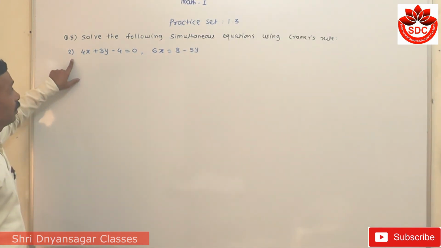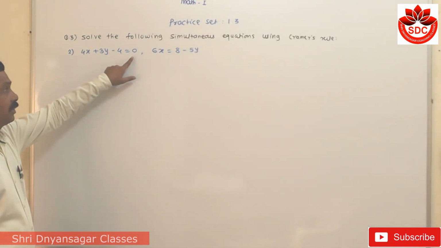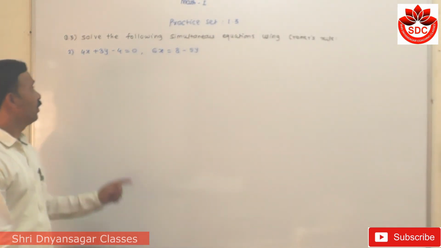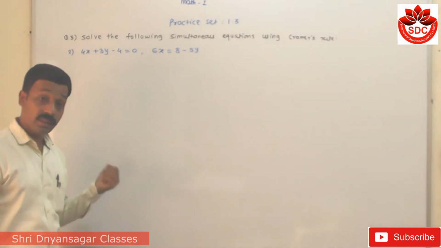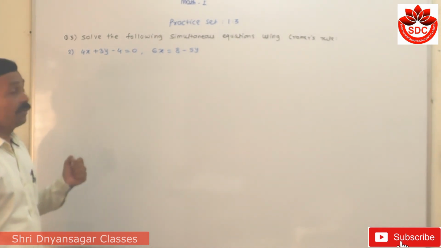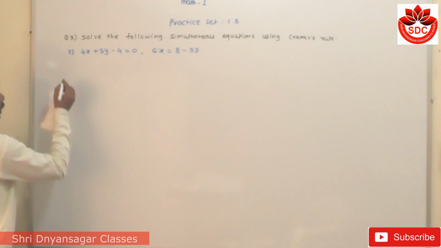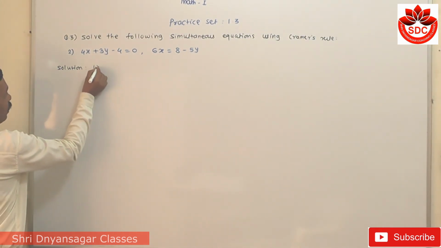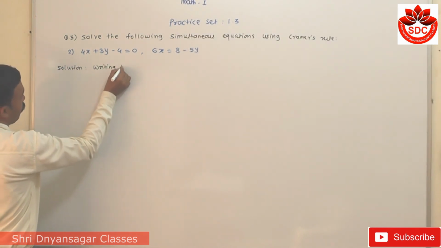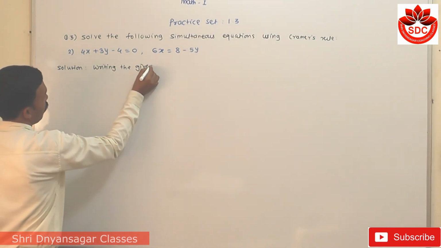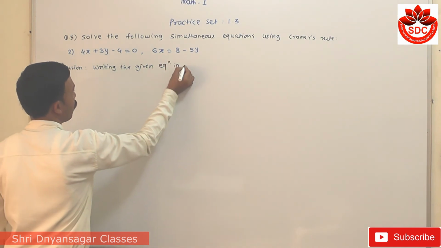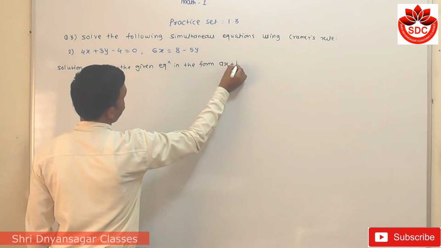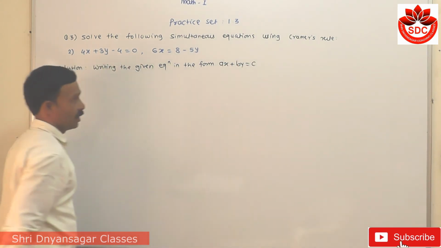Question number 2. 4x plus 3y minus 4 is equal to 0. 6x is equal to 8 minus 5y. Now already the given equation is not in standard form. First we write the given equation in standard form, writing the given equation in the form ax plus by is equal to c.